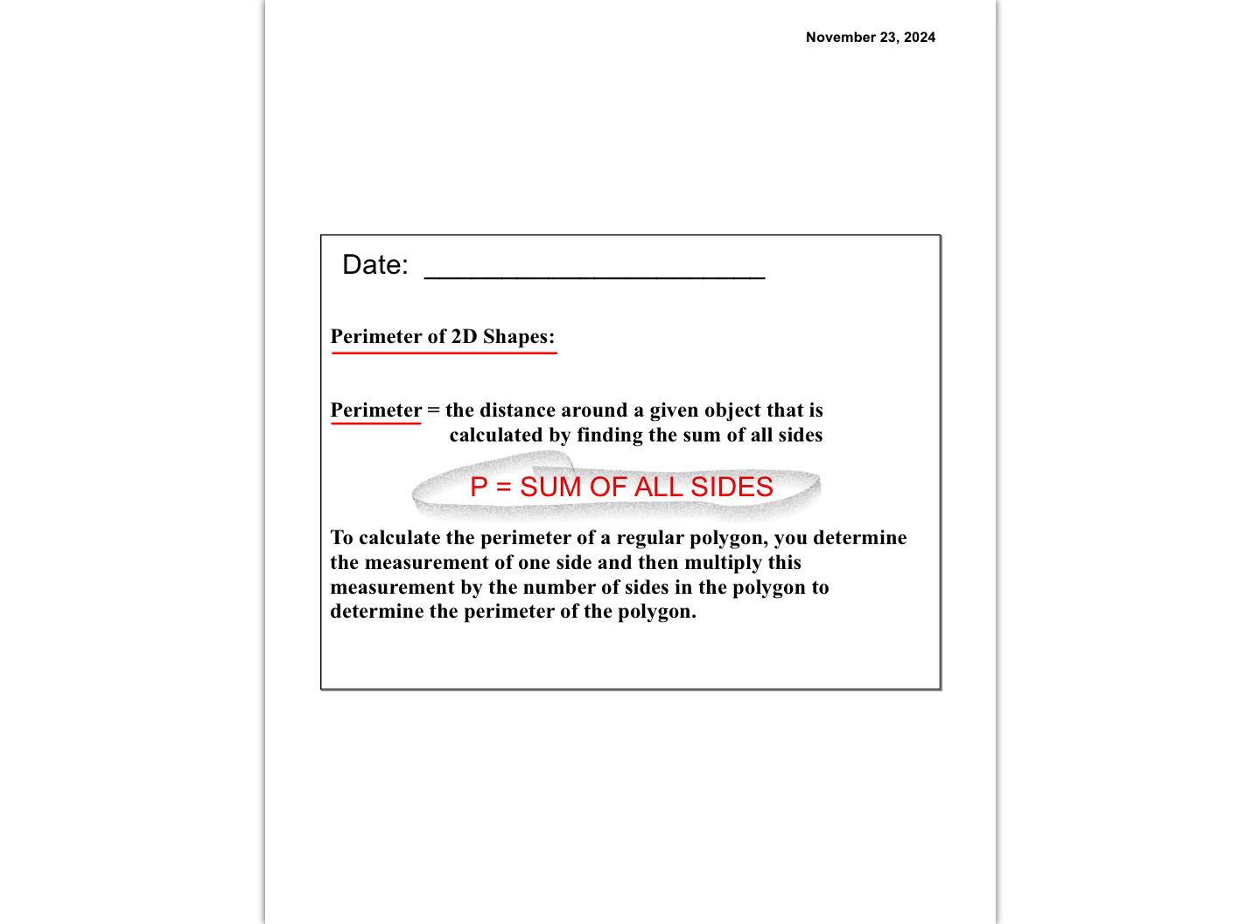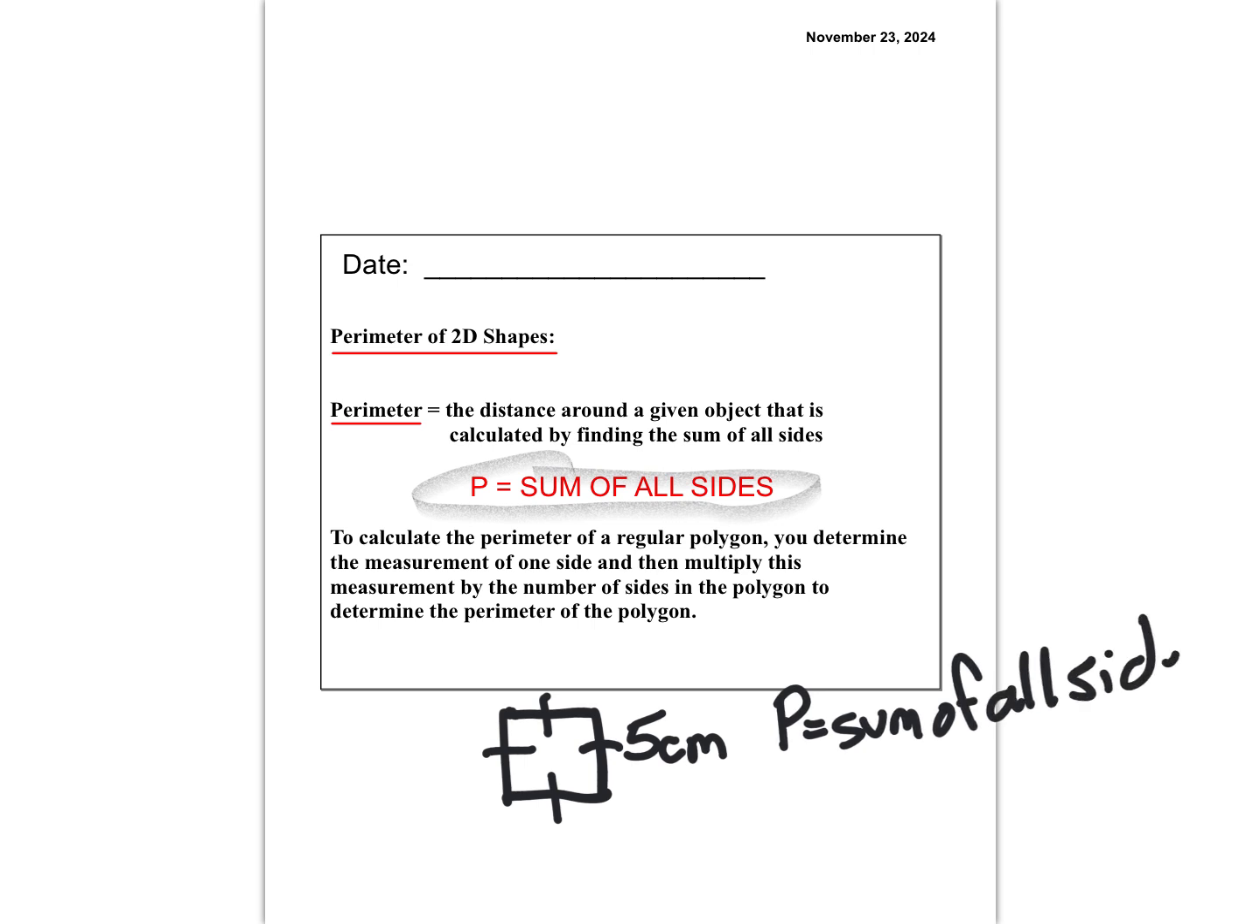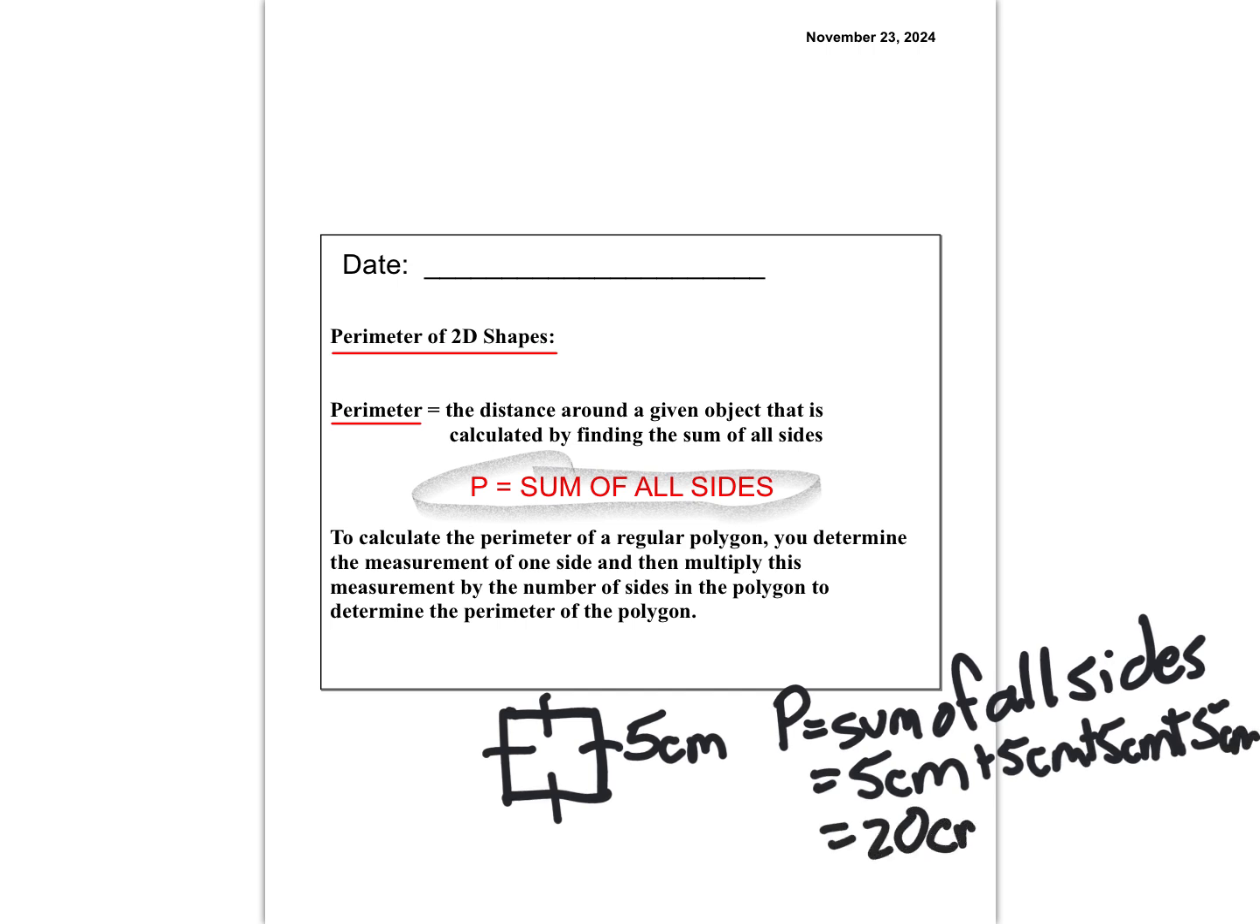So for example, if I had a square, and I just draw a quick square here, and it's regular because all the sides are equal to one another. Let's say this is 5 centimeters. That means all sides are 5. So what I can do is I can do P equals sum of all sides, which would be 5 centimeters plus 5 centimeters plus 5 centimeters plus 5 centimeters, which would give us 20 centimeters. And it's just centimeters, not centimeters squared.